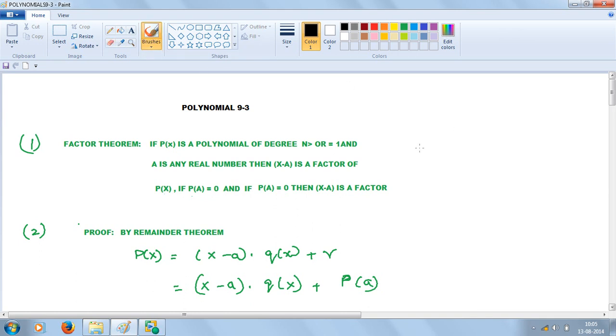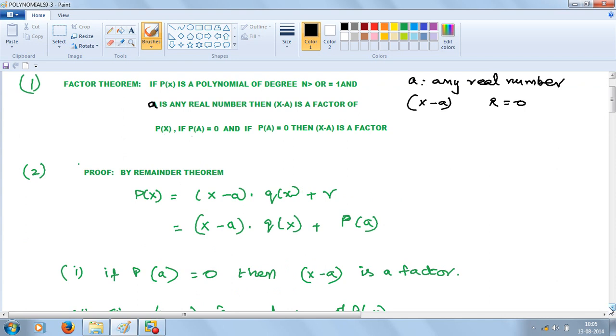So if P(x) is a polynomial of degree n greater than or equal to 1, and a is any real number, then x minus a is a factor of P(x) if the remainder is equal to 0. So this is an extension of the remainder theorem. Let us see what the remainder theorem is.